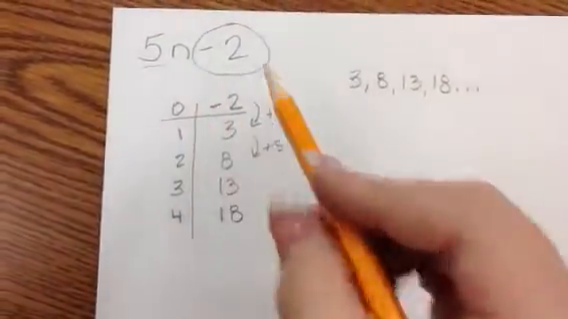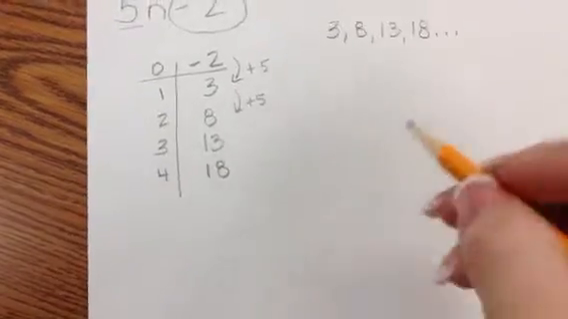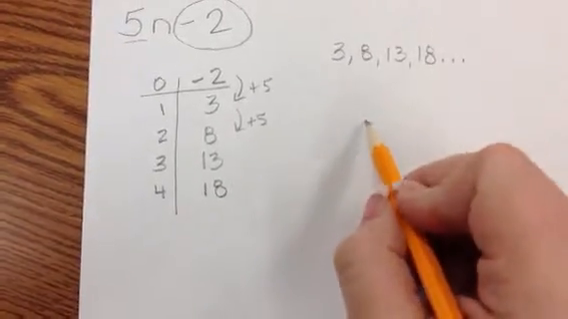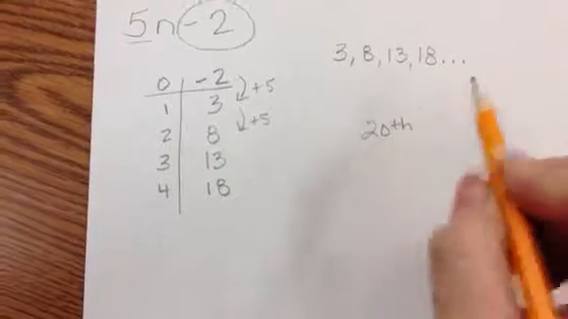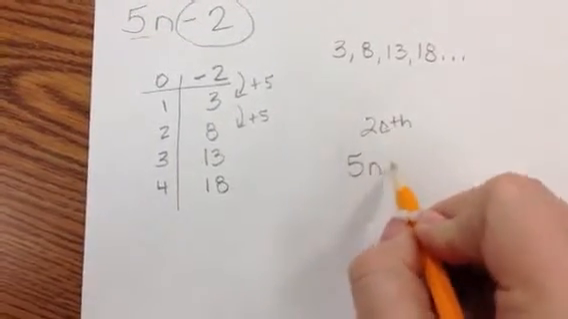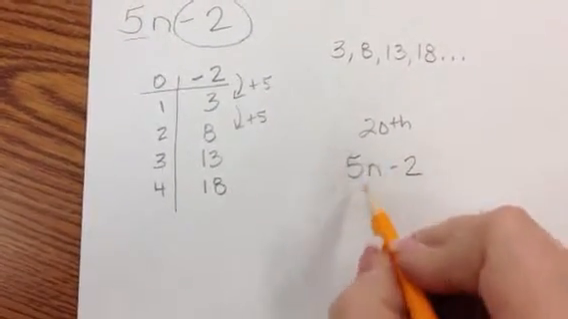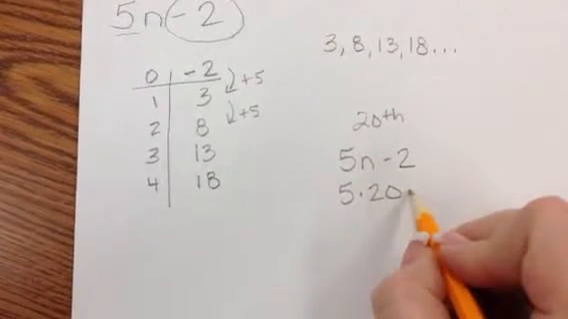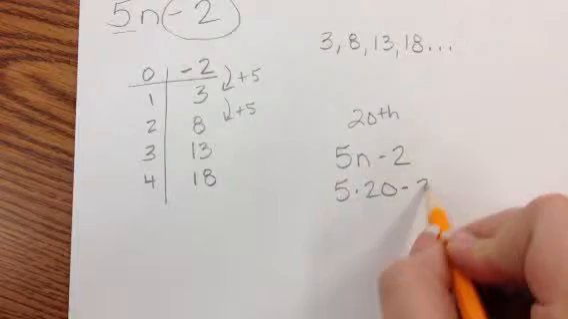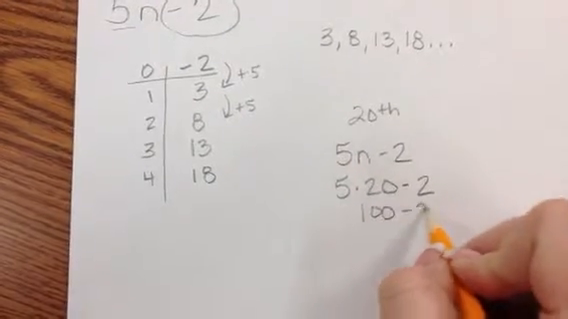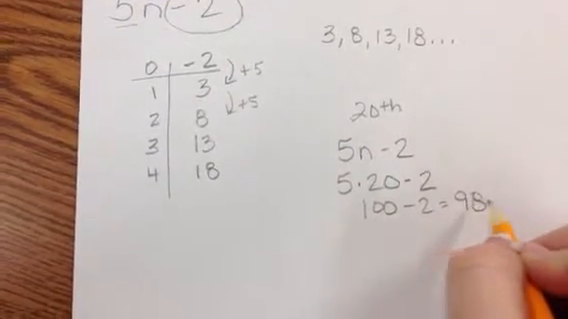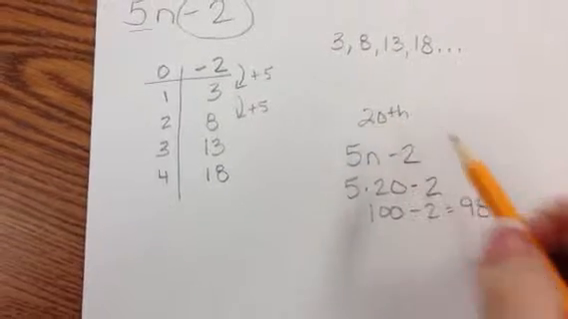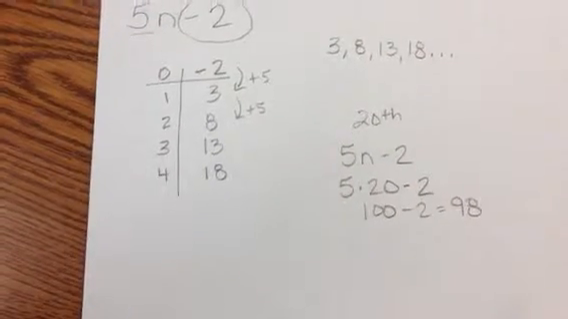Now let's say you were provided this rule, 5n minus 2, and you need to find the 20th term in the sequence. Well, if your rule is 5n minus 2, and you need to find the 20th term, you're going to say 5 rows of 20, or 20 rows of 5, take away 2, so that's going to be 100 minus 2 is 98. So your 20th term in the sequence will be 98.